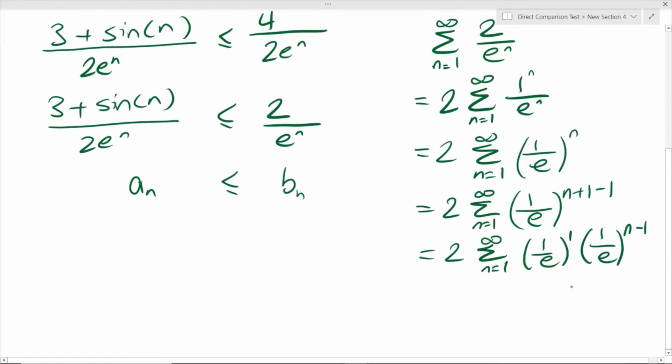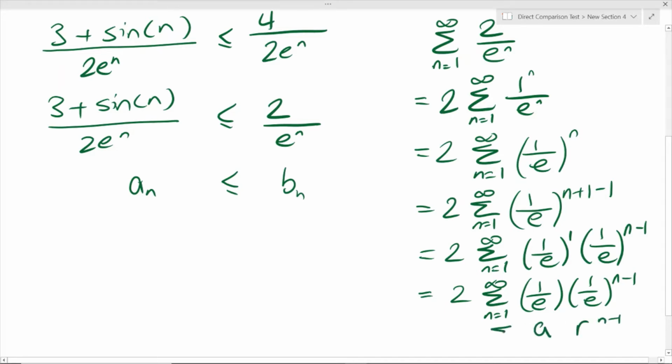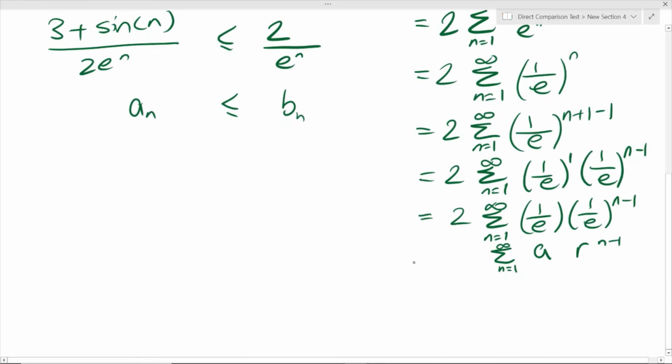And so we can recognize this as a geometric series. And this is because it's going to be 1 over e, and this is 1 over e to the exponent of n minus 1. This is our a, this is our r, and n minus 1. Our geometric series looks something like this, with this form. And so our a is 1 over e, and our r is equal to 1 over e.